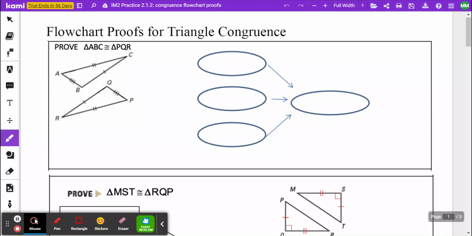Hi, this is Miss McClellan here to go over practice 2.1.2 with you. These are some proofs we'll do to prove triangle congruence. The first problem is: prove triangle ABC is congruent to triangle PQR.